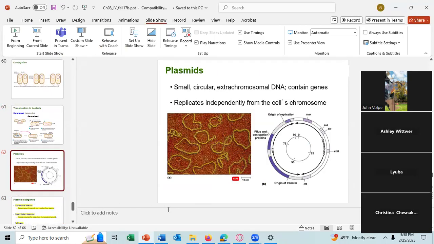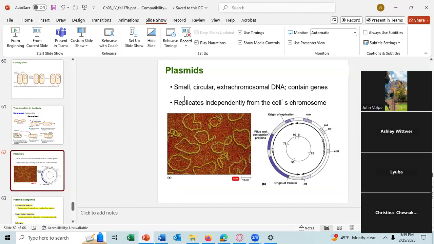We've talked a little bit about plasmids. A plasmid is a small circular extrachromosomal piece of DNA in a bacteria or in a yeast. A yeast is the one eukaryote that does have plasmids. Most eukaryotes do not have plasmids.